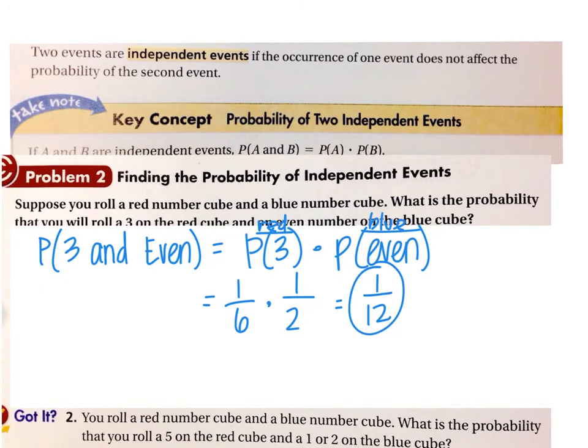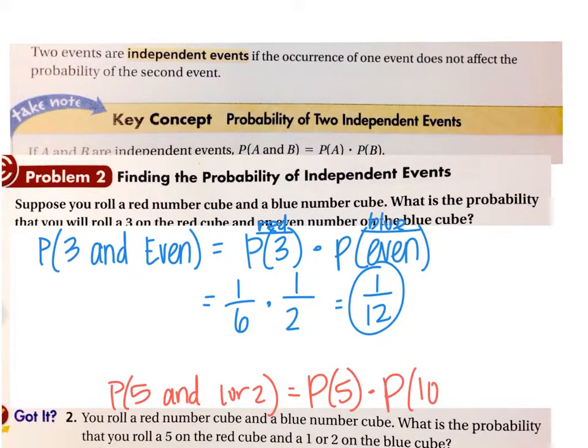Okay, you roll a red number cube and a blue number cube. What's the probability that you roll a 5 on the red and a 1 or 2 on the blue? The probability of a 5 and a 1 or 2 on the blue is the probability of a 5 times the probability of a 1 or 2. The probability of a 5 is 1 out of 6. And the probability of a 1 or a 2 is 2 out of 6. Multiplying, that's 2 out of 36, which is 1 out of 18.